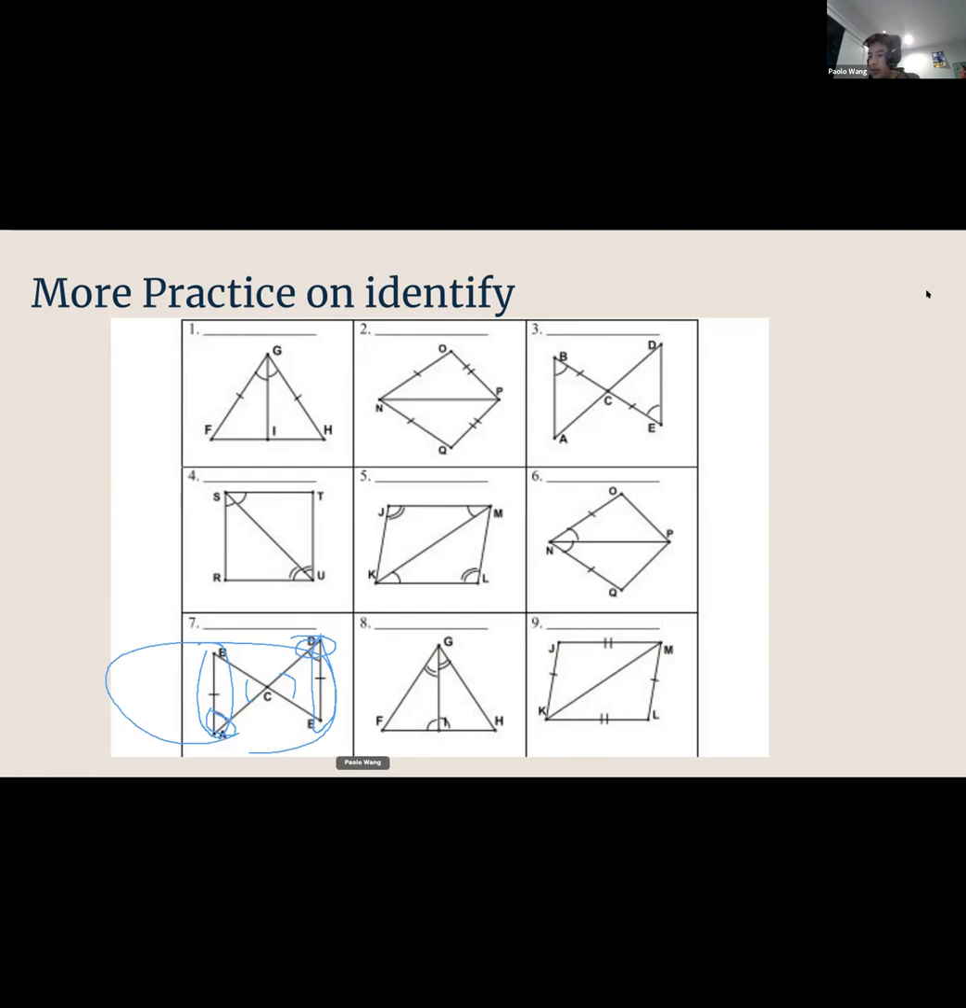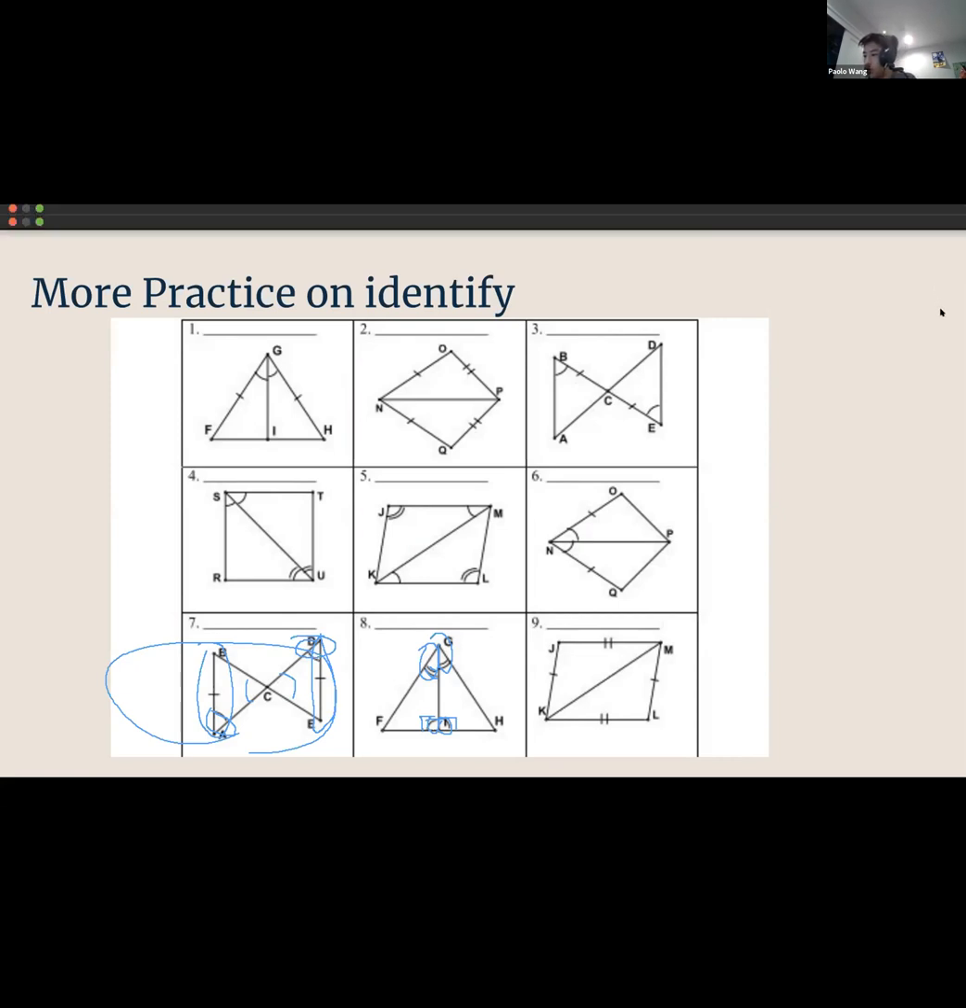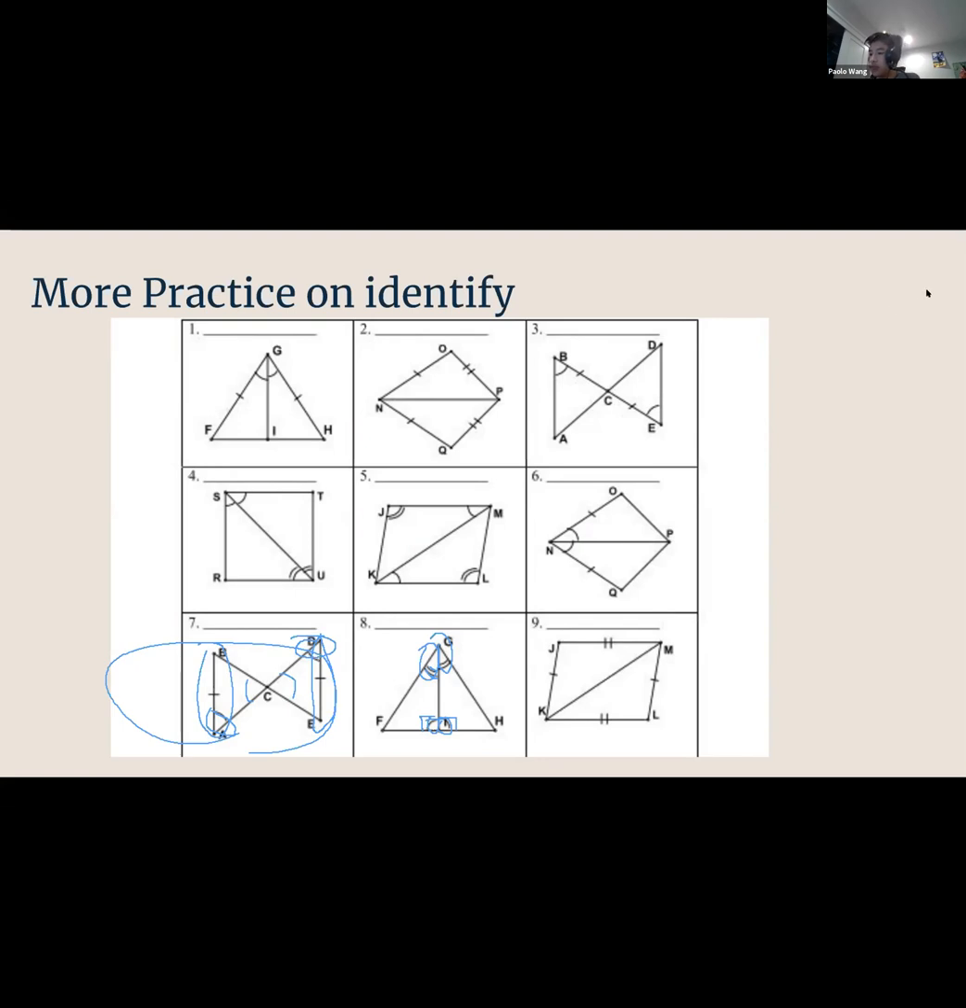And then for this one, you know that these two angles are congruent and these two angles are congruent. From this you know that this is a right angle and this is a right angle. So according to the RHS, you know that these two triangles are also congruent.